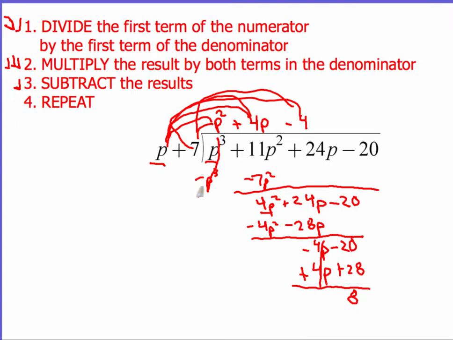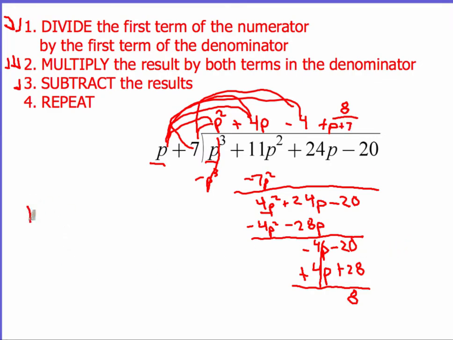Okay, so now we have a bit of an issue. We're going to go to repeat, but p doesn't go into 8 because I don't have a variable. I don't have a p here. So this is what we do. We take our remainder. That's what this 8 is. It's a remainder. And what we do is we just tack it on at the end as a fraction, 8 over our denominator, p plus 7.